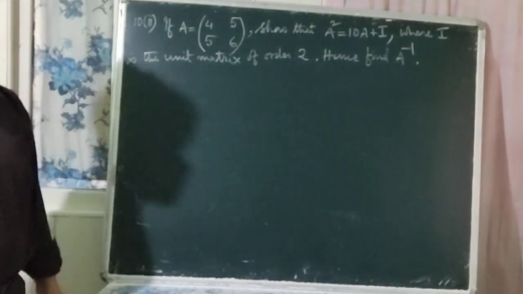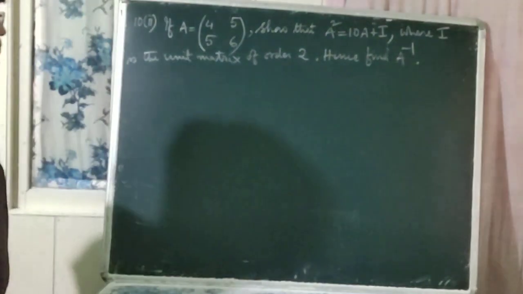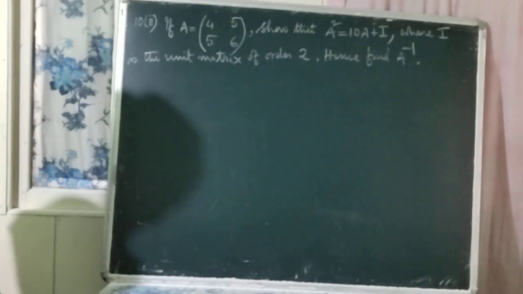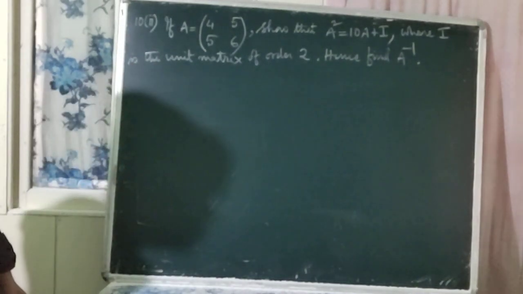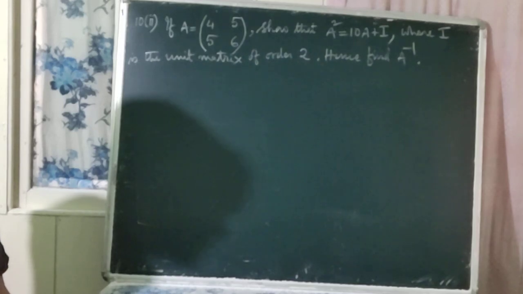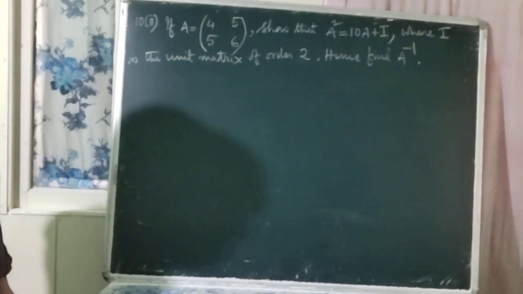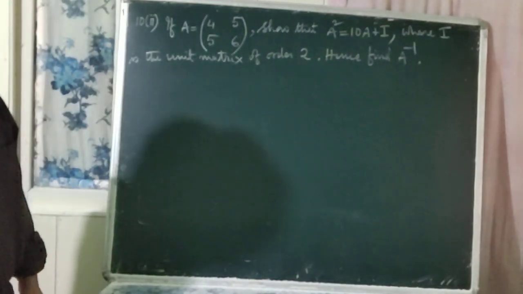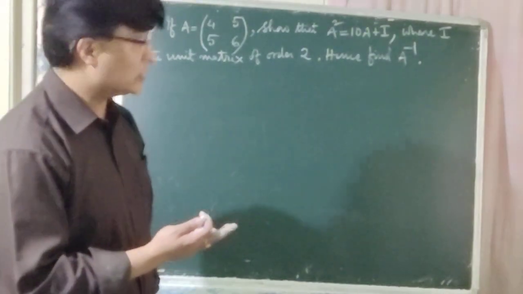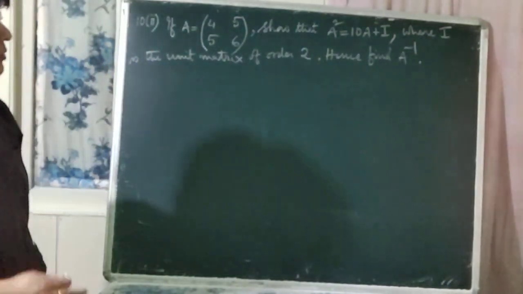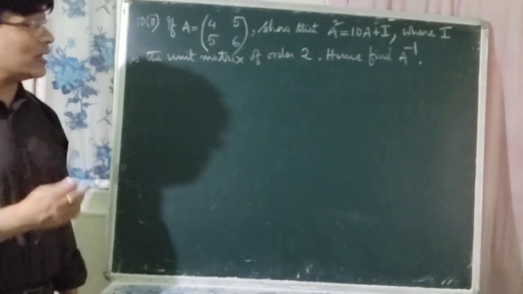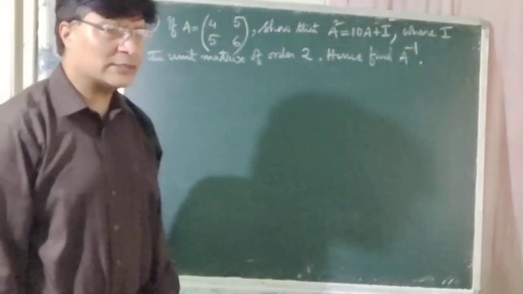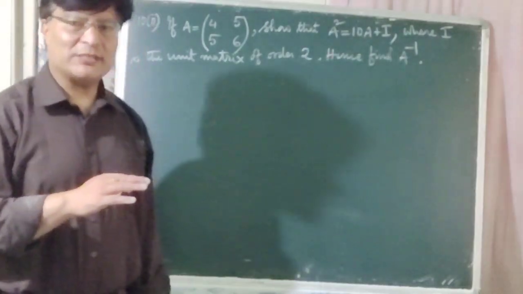Now we will do the next question, that is 10 number 2. If the matrix A is equal to, this is a second order matrix, in the first row 4 and 5 are given, and in the second row 5 and 6 are given. You have to show that A square is equal to 10A plus I. That is, LHS is equal to A square and RHS is equal to 10A plus I. You have to prove that LHS is equal to RHS, where I is the unit matrix of order 2. Hence, you have to find out the matrix A inverse.